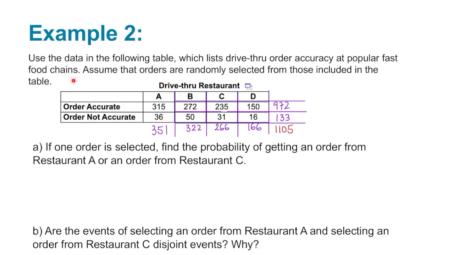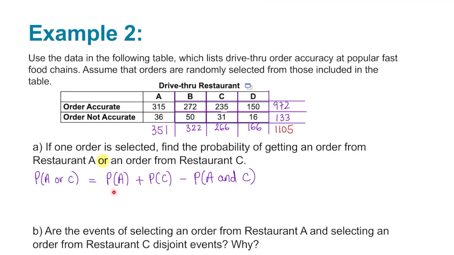Example 2. I'm given the same table, and question A is asking: if one order is selected, find the probability of getting an order from restaurant A or an order from restaurant C. I have a compound event that is connecting the two events with an OR. I am going to use the addition rule.